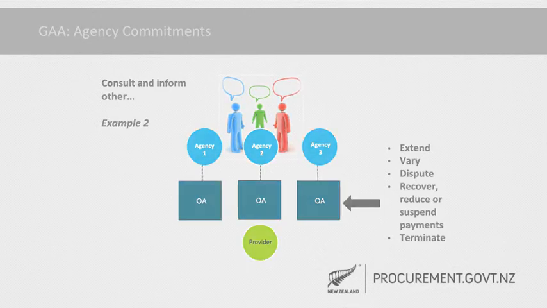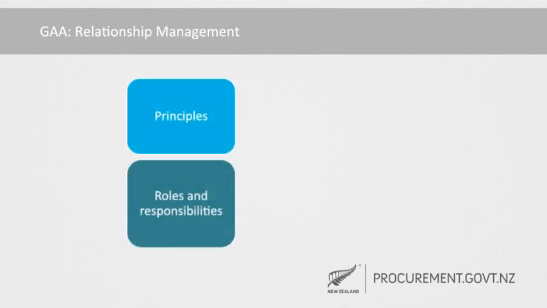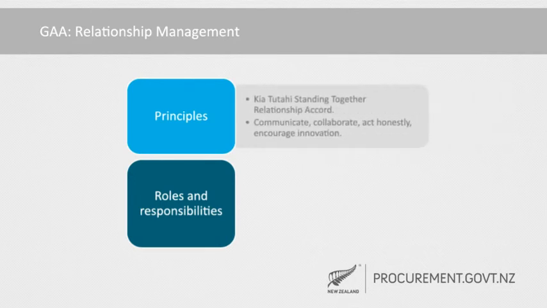The next section of the Government Agency Agreement is about the roles and responsibilities of agencies and MBIE as the coordinating agency. Each agency agrees to manage their outcome agreements in line with the 2011 Kia Tutahi Standing Together Relationship Accord between the Government of New Zealand and communities of Aotearoa, New Zealand. Each agency also agrees to manage their outcome agreements in line with the relationship principles embedded in the framework terms and conditions. The Roles and Responsibilities section explains the roles and responsibilities of MBIE and agencies.